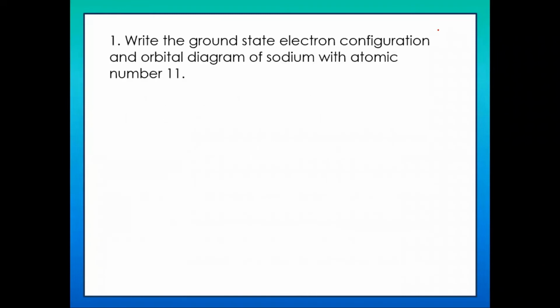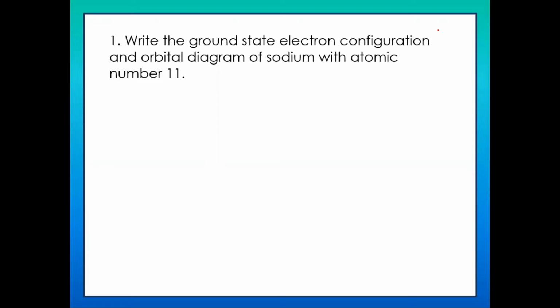Let's have the first example. Write the ground state electron configuration and orbital diagram of sodium with atomic number of 11. Again, ground state, that is the only way of writing the electron configuration of an element. Again, there's an excited state electron configuration version, but for this discussion, we are focusing only on ground state electron configuration because the atom is at neutral state.